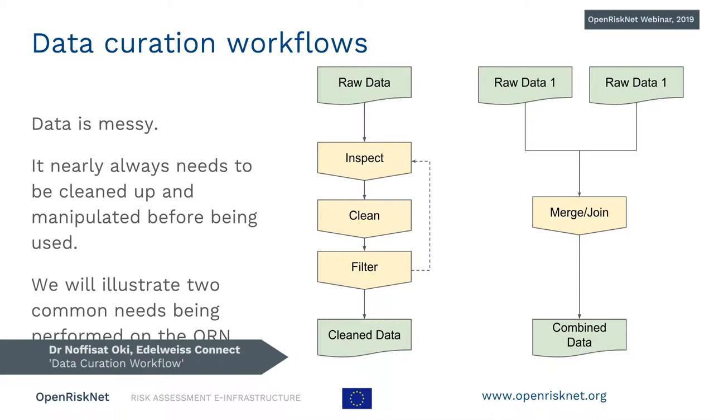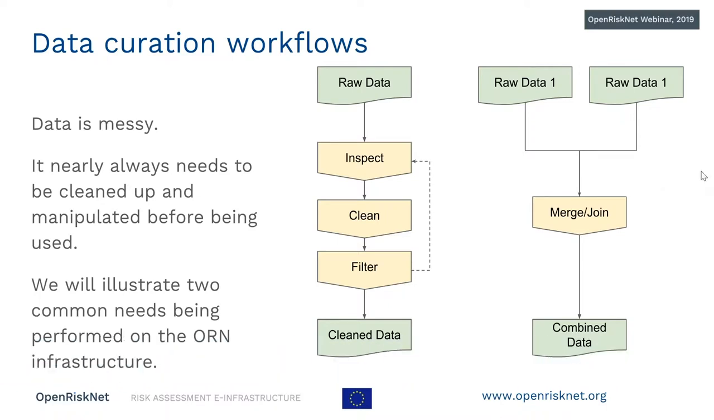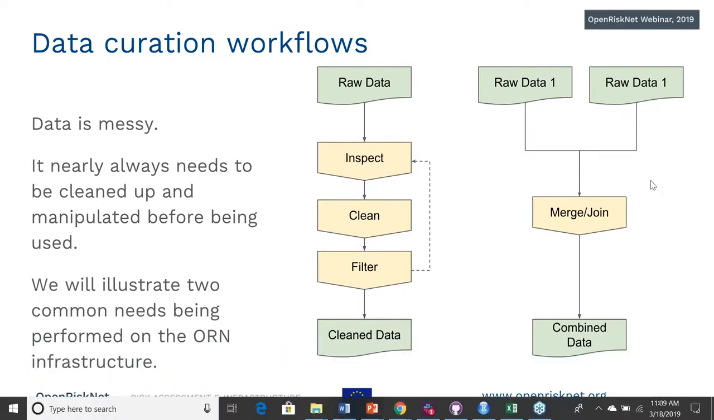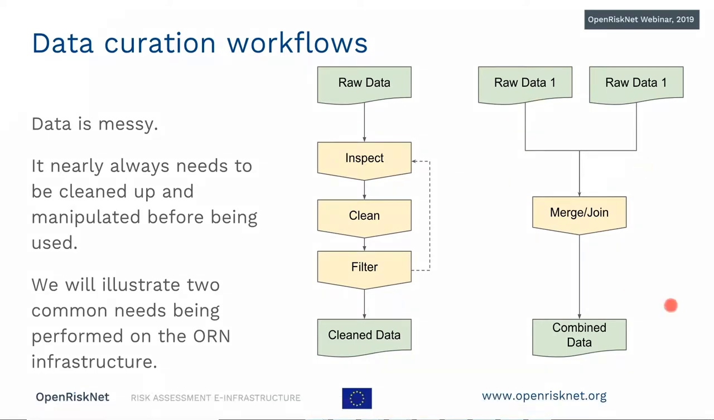And we're going to illustrate two common methods by which we do this in OpenRiskNet. I will be talking about this second half, getting different sets of raw data, merging and joining the relevant data to give you a combined data set that is useful for further analysis. Tim later on would actually speak more about the first part here, and also the second part as well, but this specific part I'm going to talk about will be this merging of data, and then the cleaning comes later on.